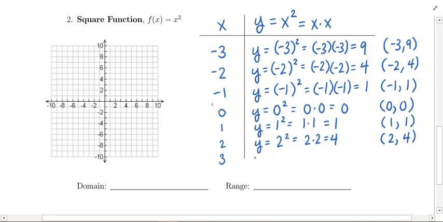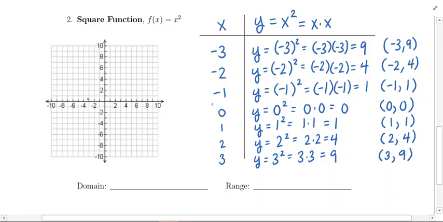And then lastly, if x is equal to 3, the y value will be 3 squared, which is 3 times 3, which is 9. So if x is 3, the y value is going to be 9. Okay, so we have a lot of points to plot to make this function. So here we go. I'm going to start plotting them.